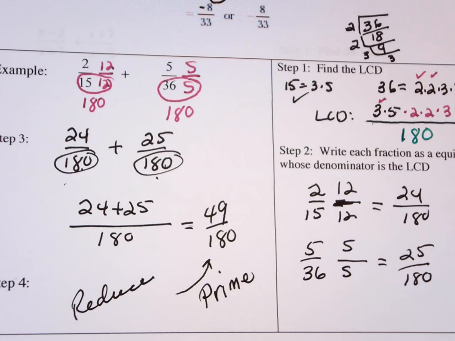So algebra works just like arithmetic. The only difference is instead of having numbers, you have variables, and the variables make life nicer than numbers do.